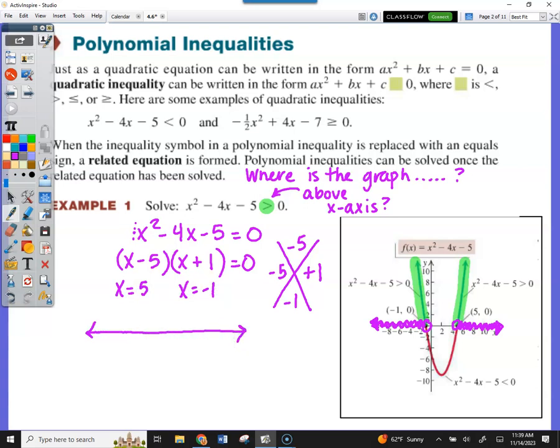Now, I like to draw the number line. You don't have to, but I like to do a number line, plot my numbers, and then I test my points. Well, if I already have the graph, like I've graphed it in my calculator, I can see where this is going to be above, right? But you could come here and plot your points, -1, 5. Don't forget to pay attention to open or closed. Open, open.